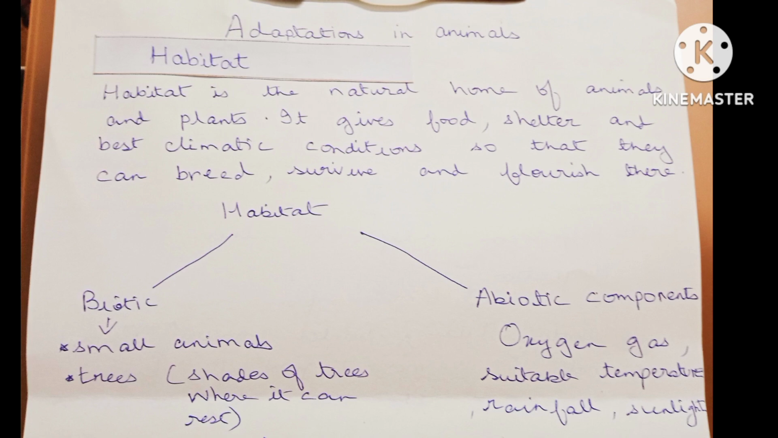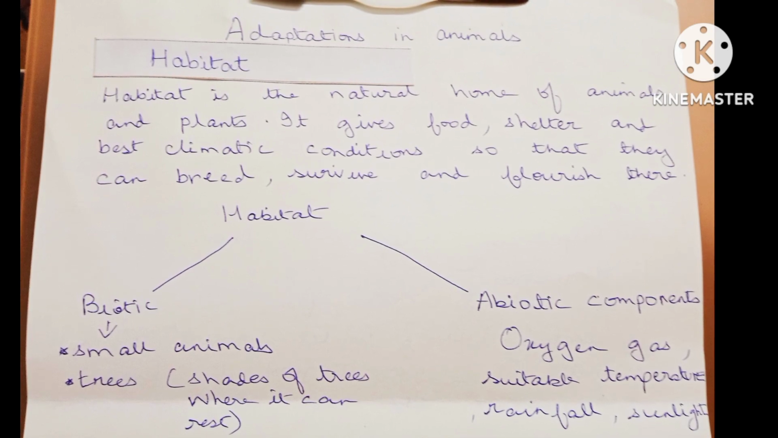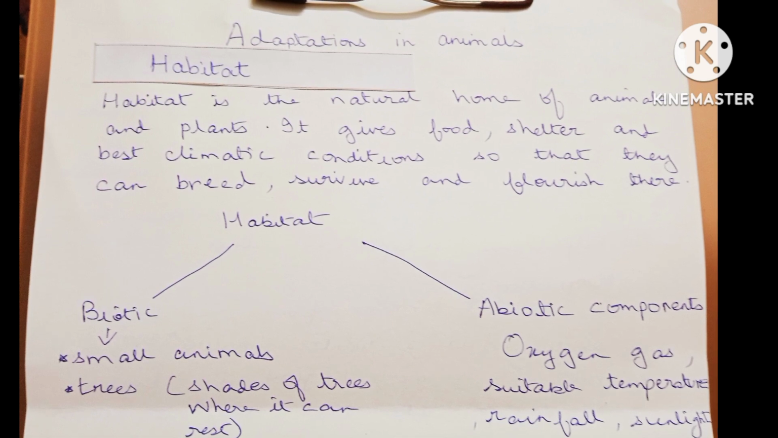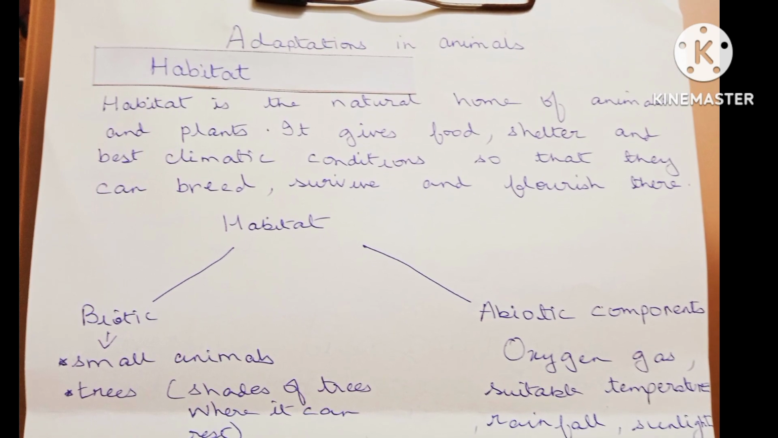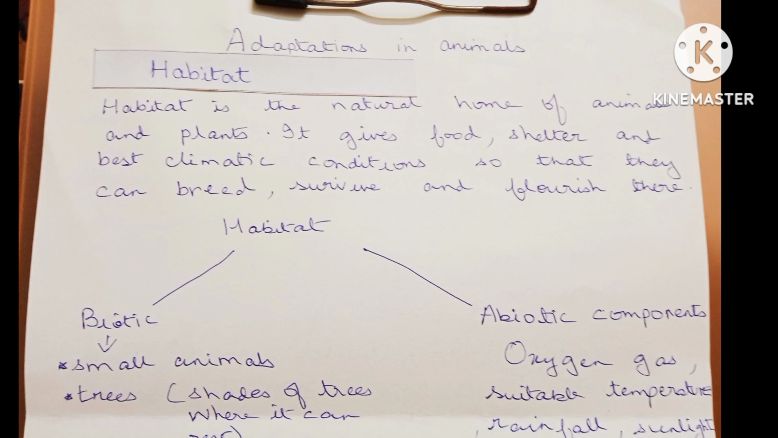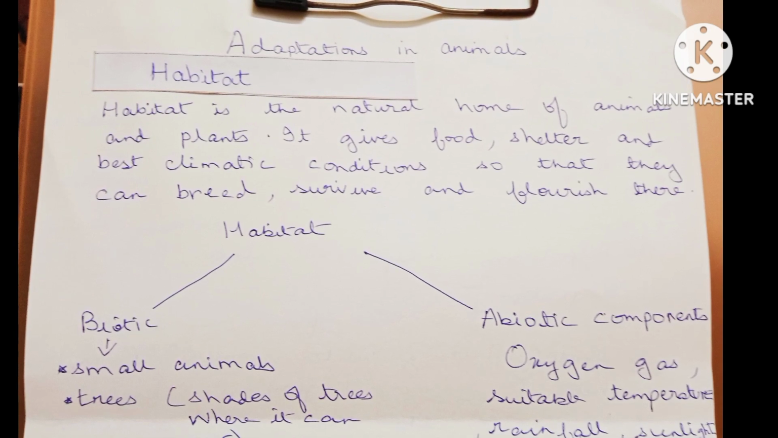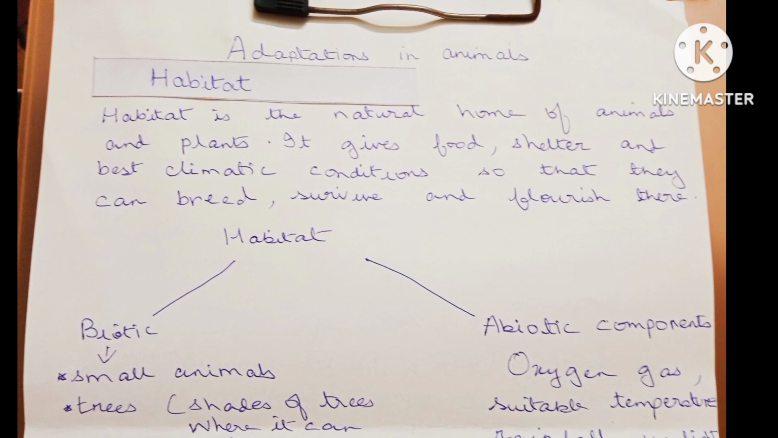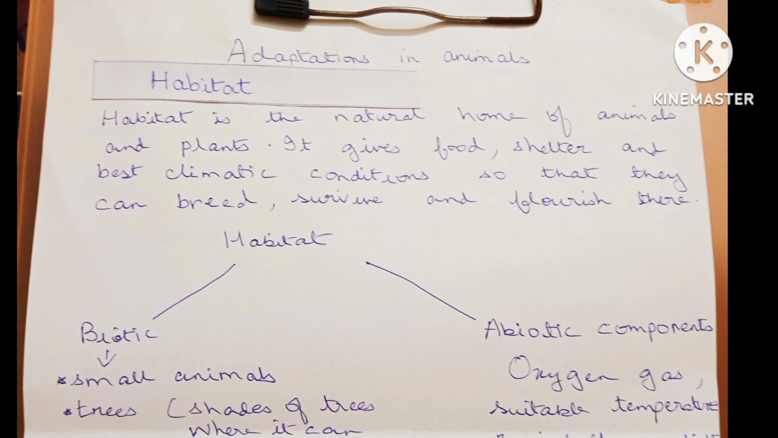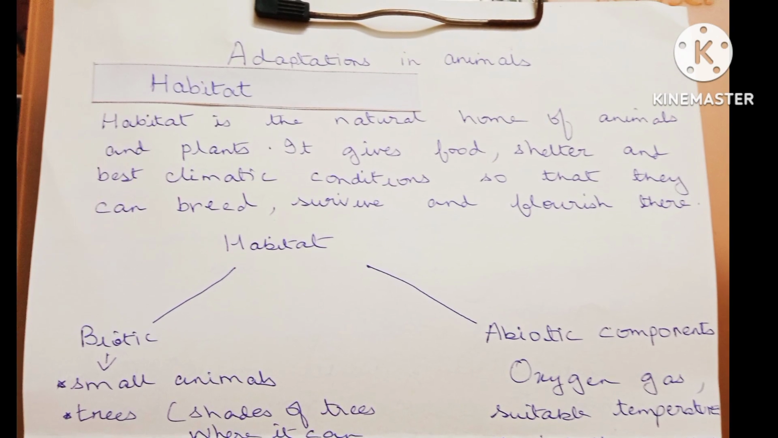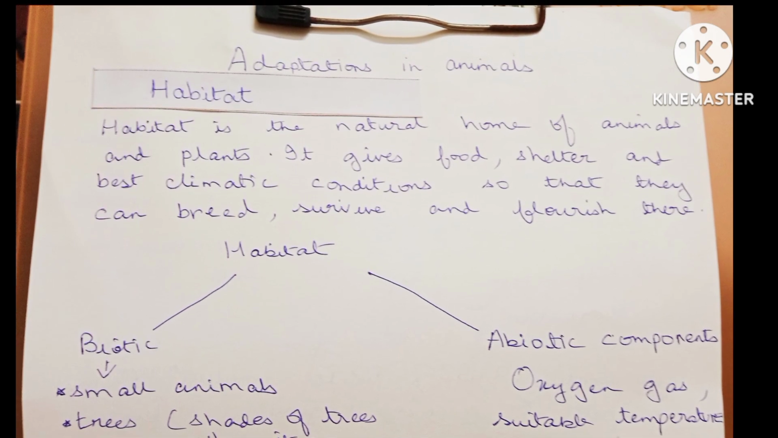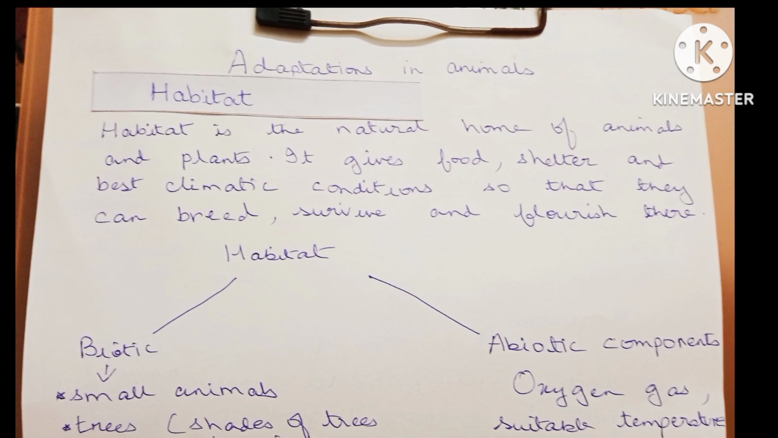In this video, we are going to discuss adaptations in animals. Now, before we get into the topic, first we have to discuss what a habitat is. So, habitat is the natural home, remember children, natural home of animals and plants. It gives food, shelter and the best climatic conditions so that they can breed, survive and flourish there. Now, habitat is made up of biotic and abiotic components.